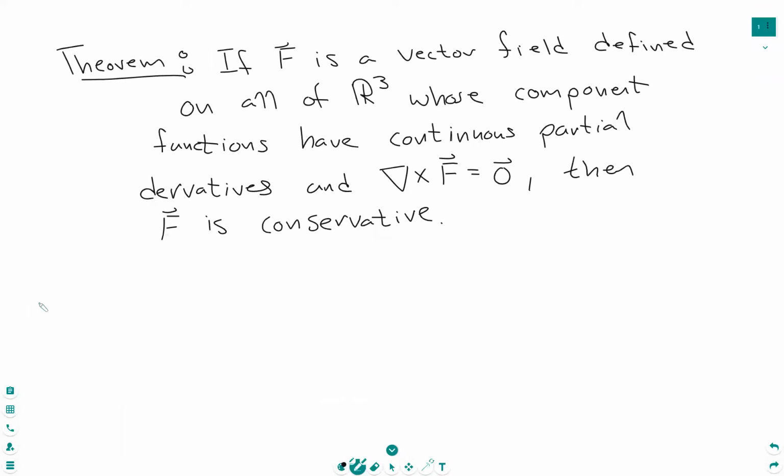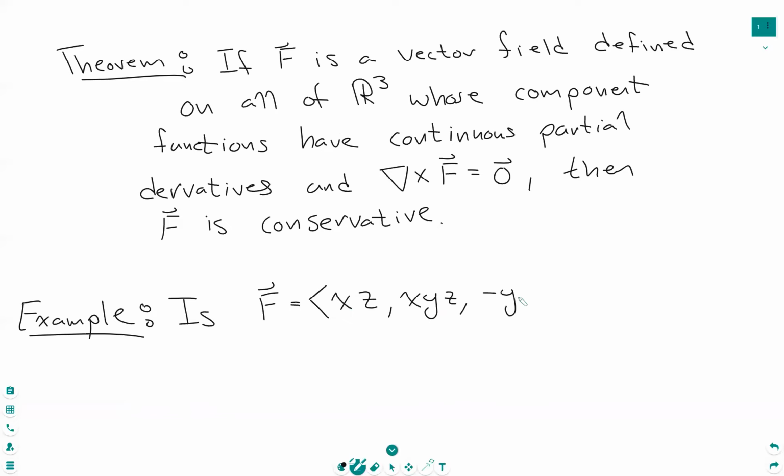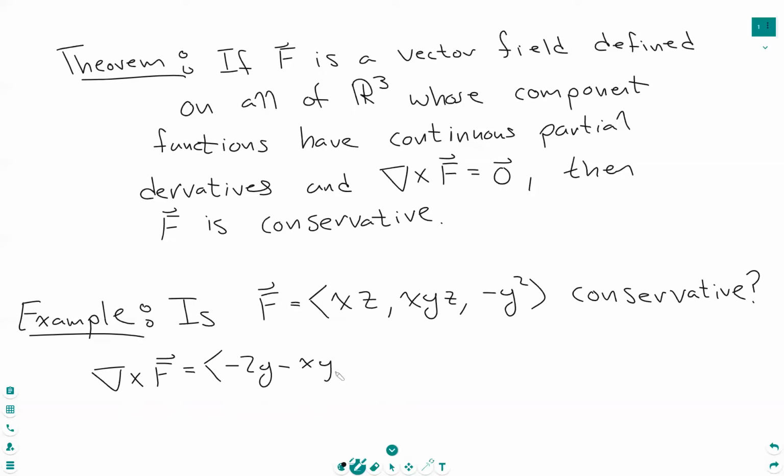So let's do an example. We looked at this vector field previously. We looked at the curl of it. Is this thing conservative? Well, we saw that the curl of this F was <negative 2y minus xy, x, yz>. This is not the zero vector. So no, this is not a conservative vector field.